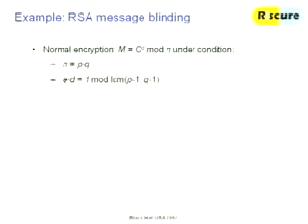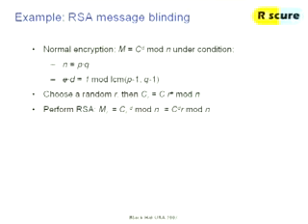Another countermeasure in this measure is blinding. It's a kind of masking on RSA. The way you do that is, in this case, you change your input message by multiplying it with a random value, and then perform the RSA on that value.